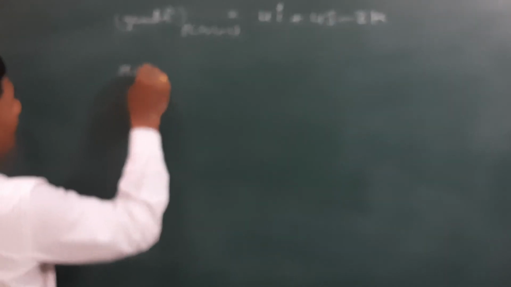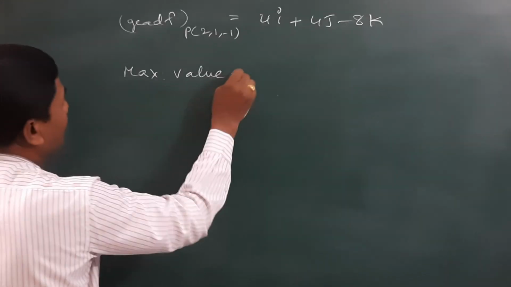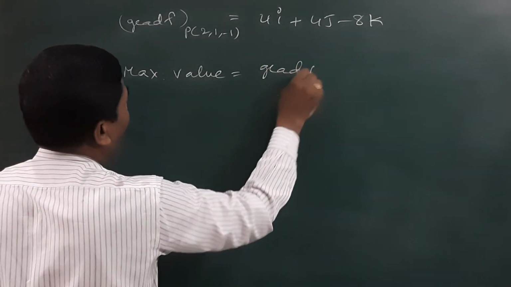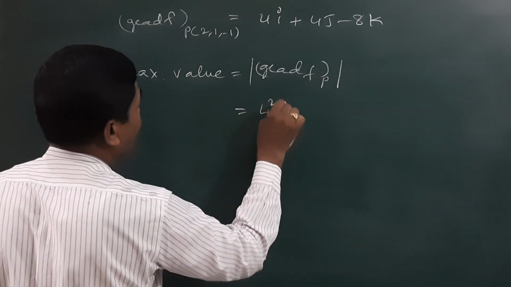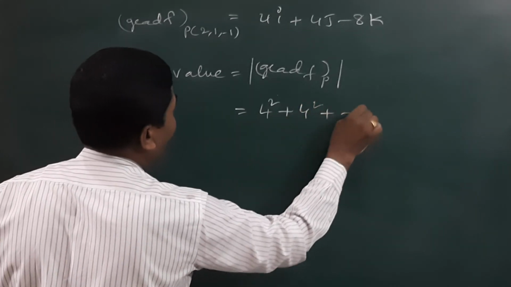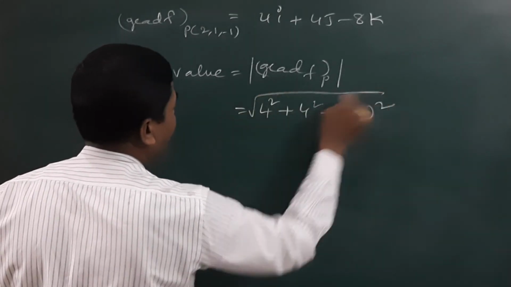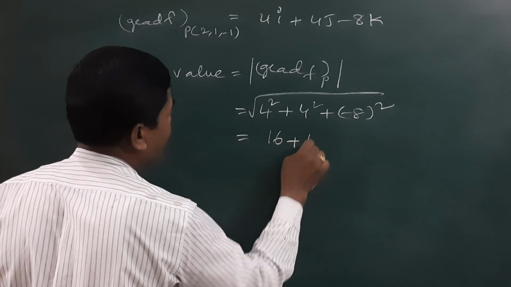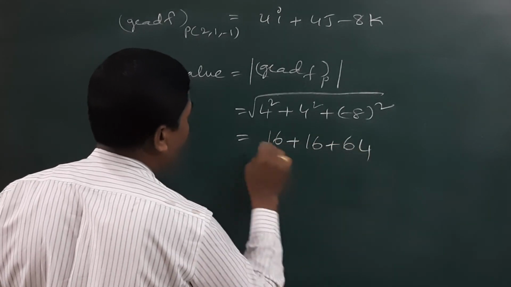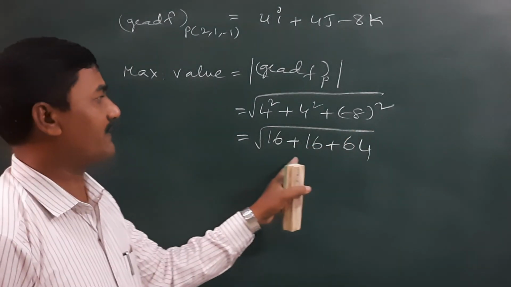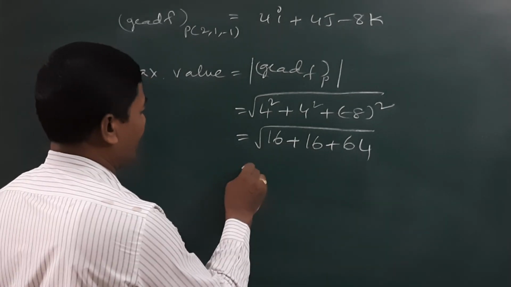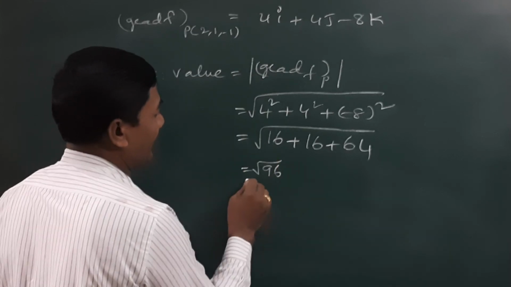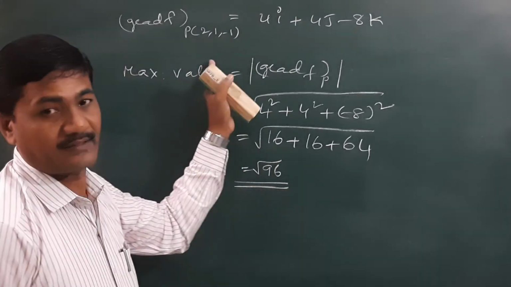So therefore now the maximum value is equal to the modulus of the gradient of f at the point p, that is the square root of 4 square plus 4 square plus minus 8 whole square. This is equal to the square root of 16 plus 16 plus 64. So you can simplify: 16 plus 16 is 32, plus 64 is 96 only. So the answer is the square root of 96, the final answer for the function only.